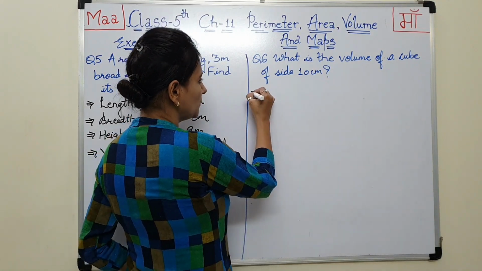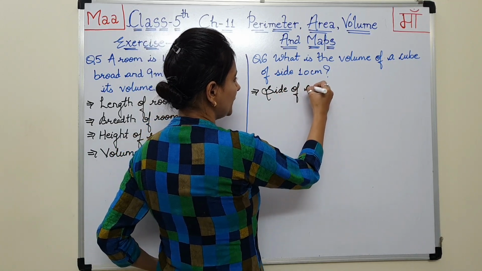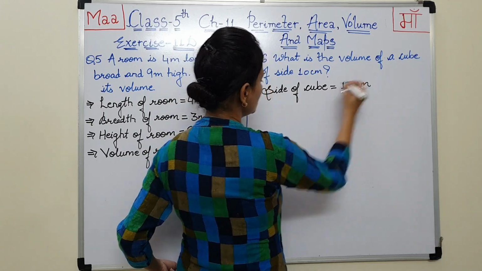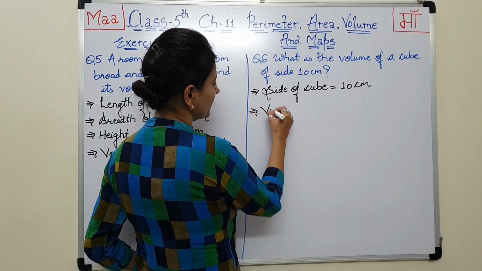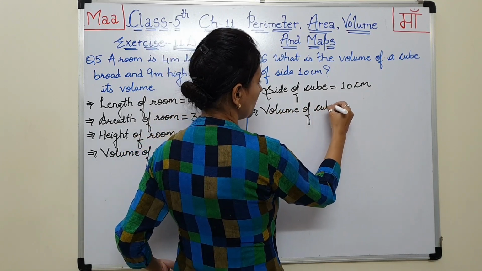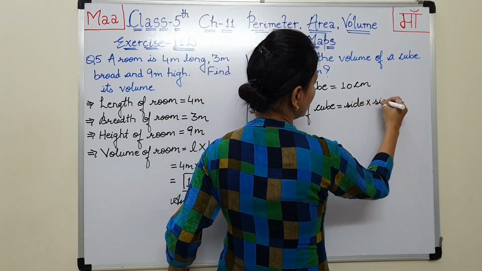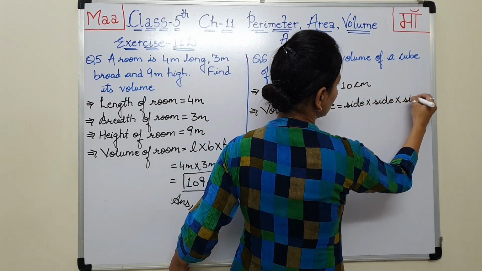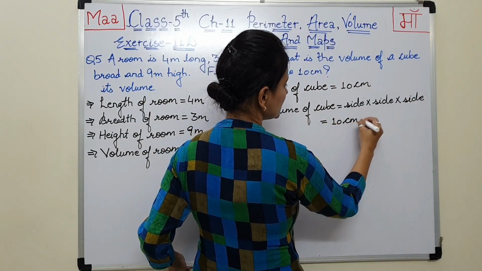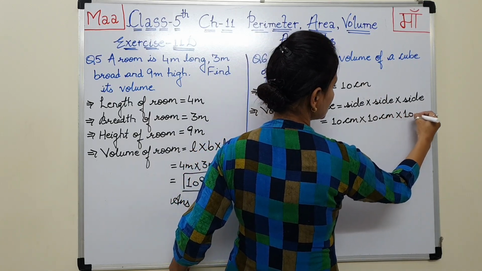So simply you will write firstly side of cube. So side of cube is given here as 10 centimeter, and then we will be writing the formula volume of cube. So the formula of volume of cube is side into side into side, right? So the value which is given here of side is 10. So 10 centimeter multiply by 10 centimeter multiply by again 10 centimeter.